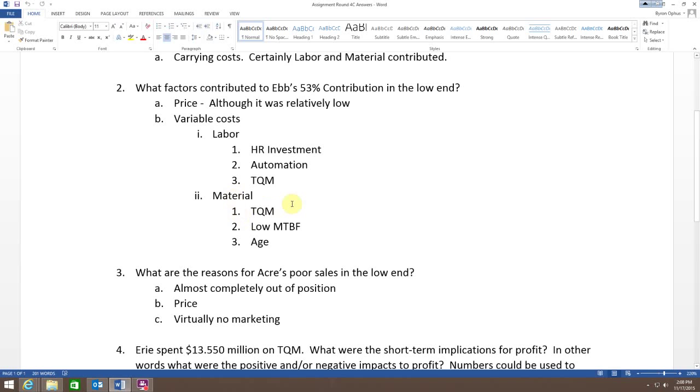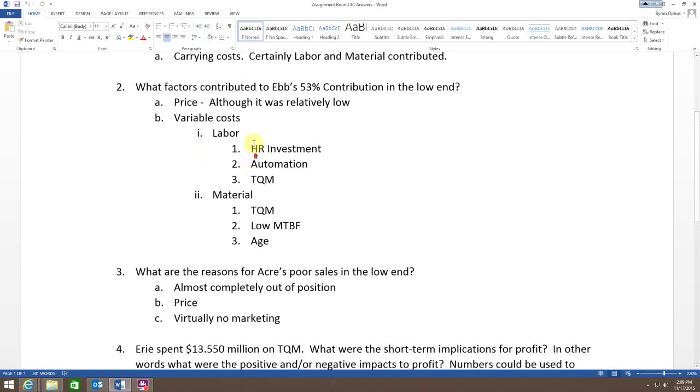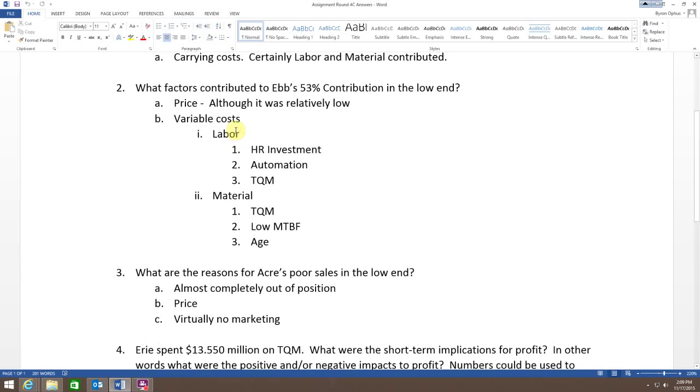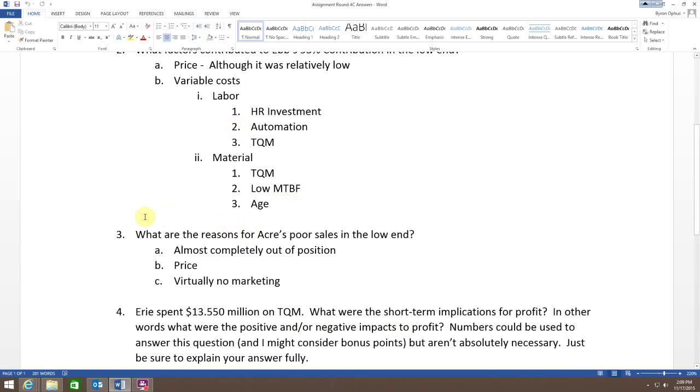And then on the material cost side, with the TQM again, they had a low MTBF. They also had a relatively old product, and the older a product gets, the less expensive the components are, at least relatively speaking. I got fairly specific here. I glanced at some of your answers, and I hadn't corrected them yet, but maybe they weren't all that specific, so read and add specificity where you can. I don't think I'll ever get too mad if you give too many specifics, as long as they're applicable.